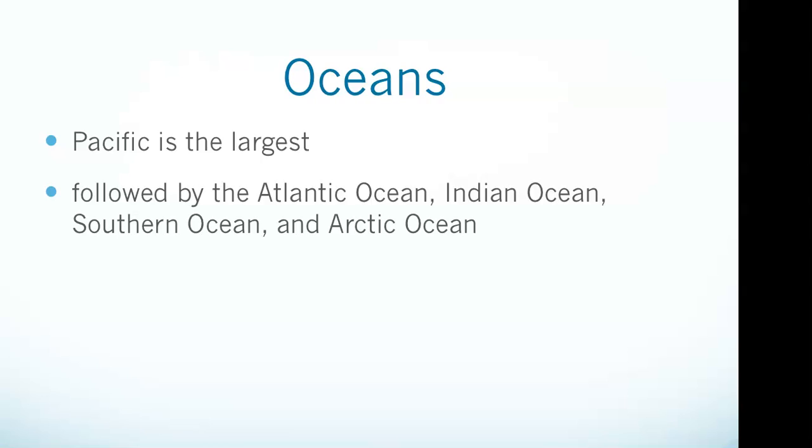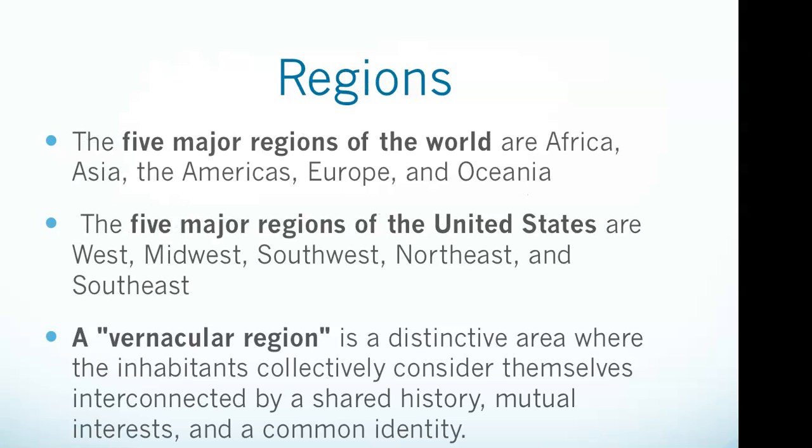The Pacific Ocean is the largest of the world's 5 oceans, followed by the Atlantic Ocean, Indian Ocean, Southern Ocean, and Arctic Ocean. It covers an area of about 60 million square miles. Right, so you'd just like to know those 5 oceans, and that Pacific is the largest. If you know that, you're good to go on the oceans. And then we'll look at regions.